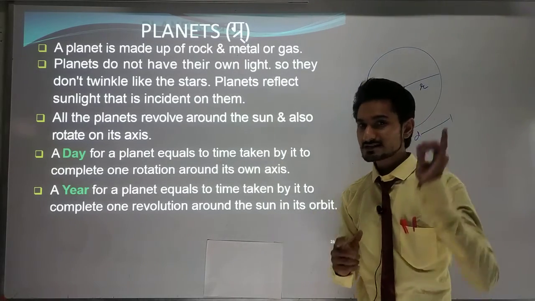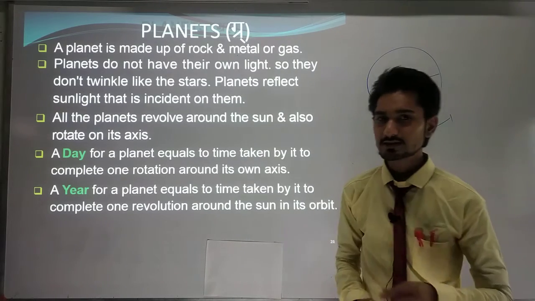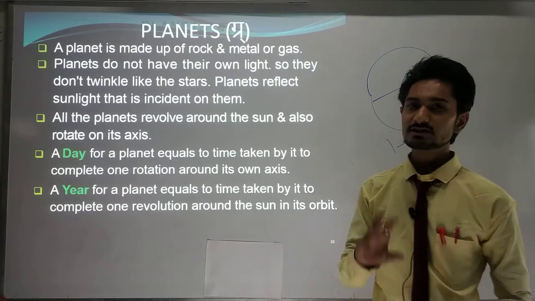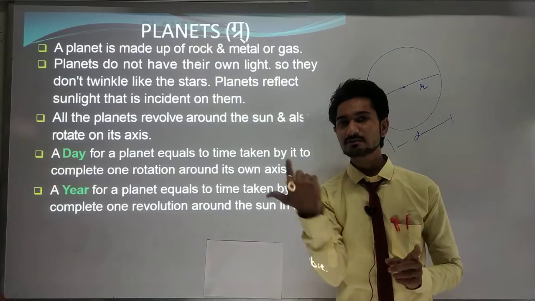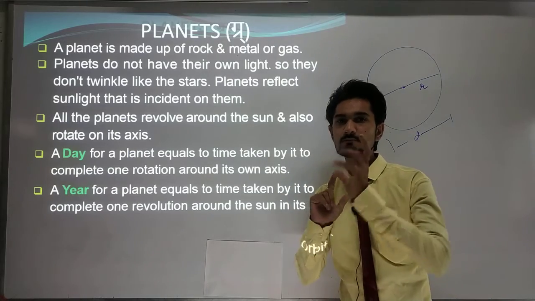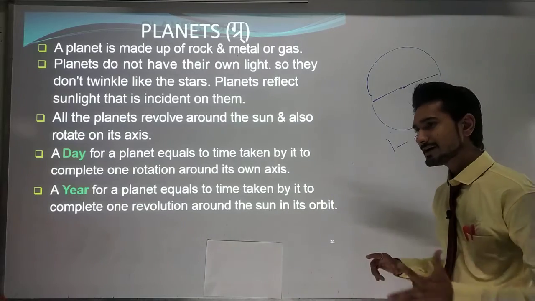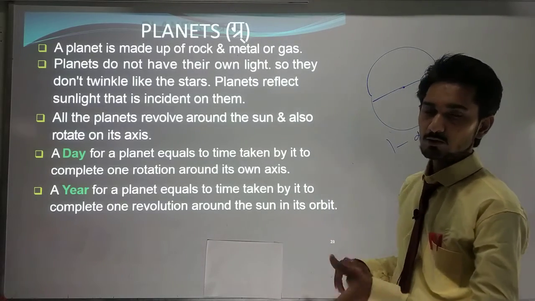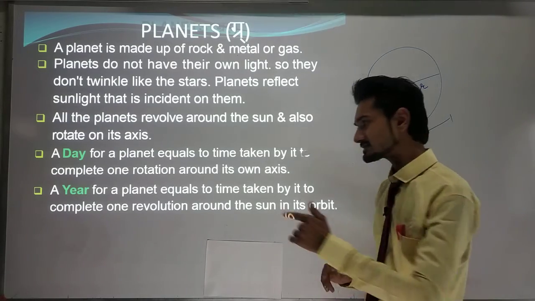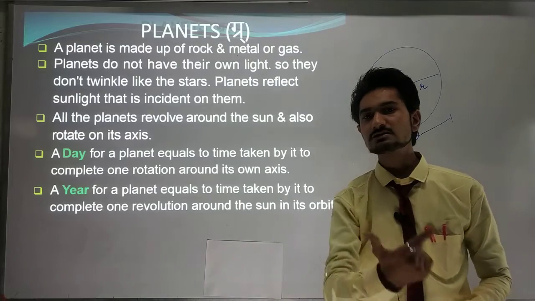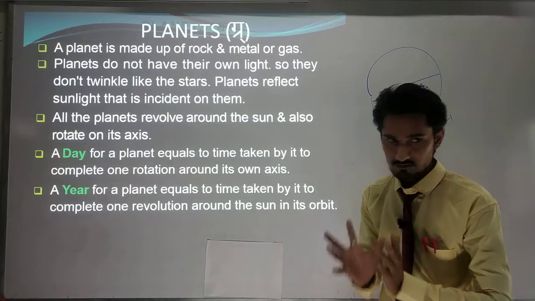In the first lecture I told you that all the planets do two kinds of phenomena. If they move on their own axis, it is called rotation, and if they move around some object, it is called revolution. So all the planets do both rotation and revolution. In rotation, the time taken is called a day, and if they revolve around the sun, the amount of time taken is called a year.